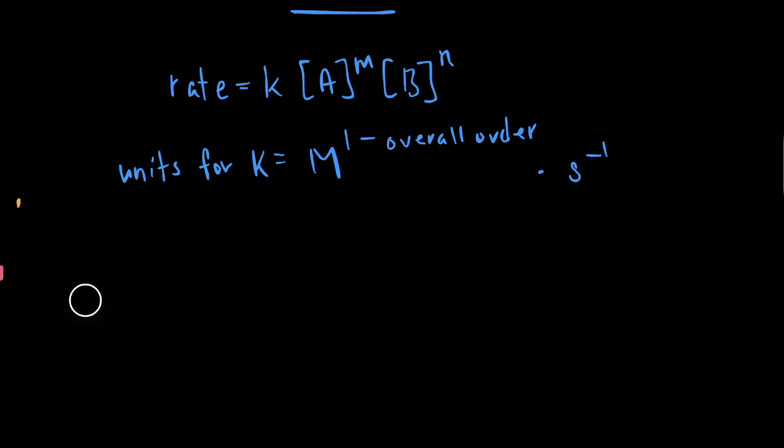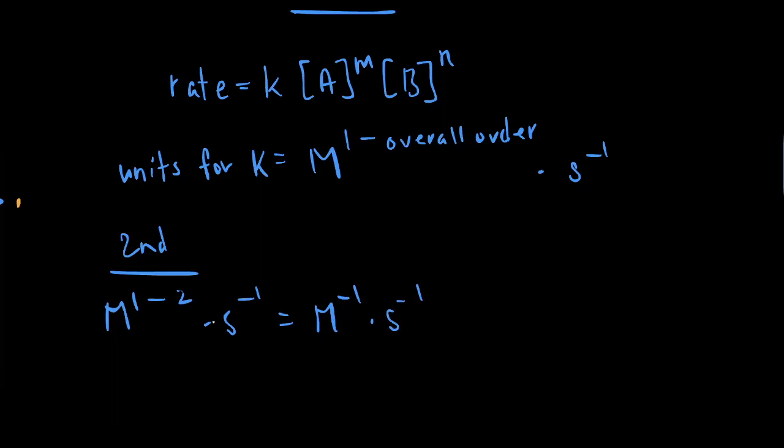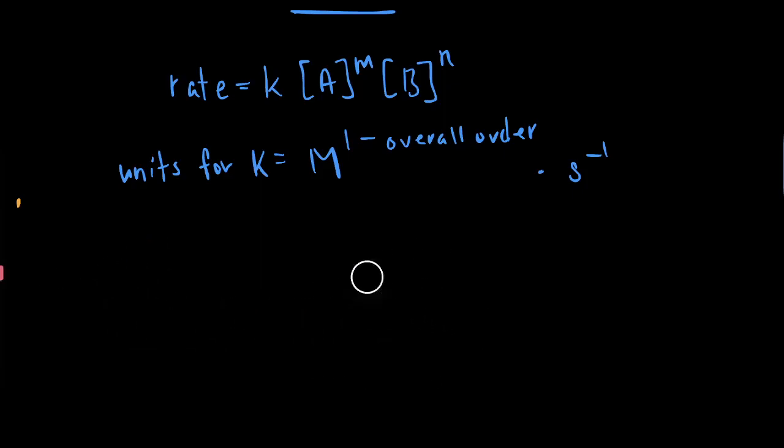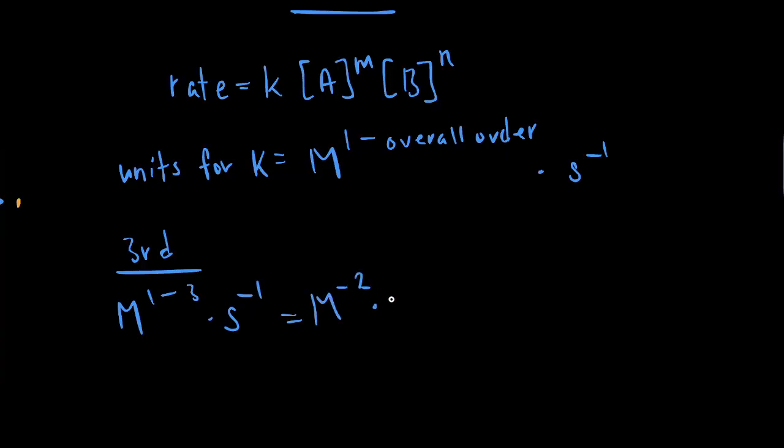Let's say we had a second order reaction. If you had a second order reaction, that is just our M to the 1 minus the overall order, for a second order is 2, times seconds to the negative 1. So your units for your rate constant then would be M to the negative 1 times seconds to the negative 1. Let's say you had a third order reaction. Same exact deal we have going on. M to the 1 minus the overall order of 3 times seconds to the negative 1. So that is M to the negative 2 times seconds to the negative 1.